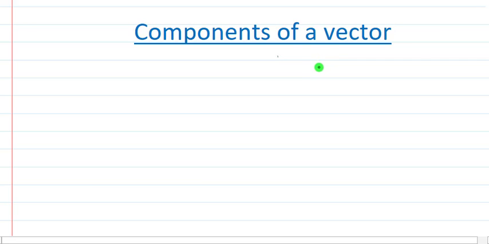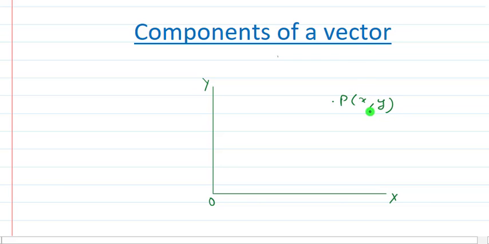To explain components of a vector, let me take a coordinate plane. This is the coordinate plane with y-axis and x-axis, and O is the origin. Let us take one point P over here in this coordinate plane. Let (x, y) be the coordinates of this point P. As you know very well, if a point P has coordinates x and y, then x is the distance of this point from the y-axis and y is the distance from the x-axis.